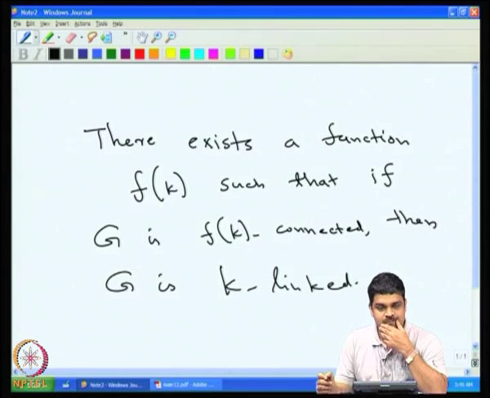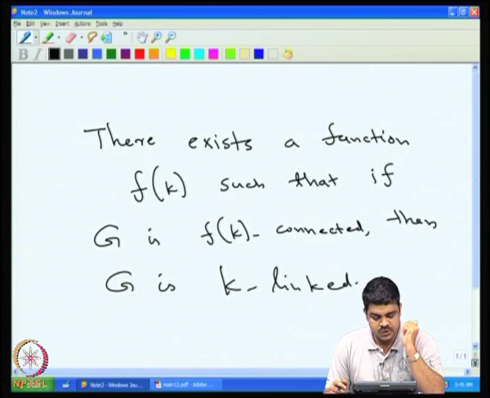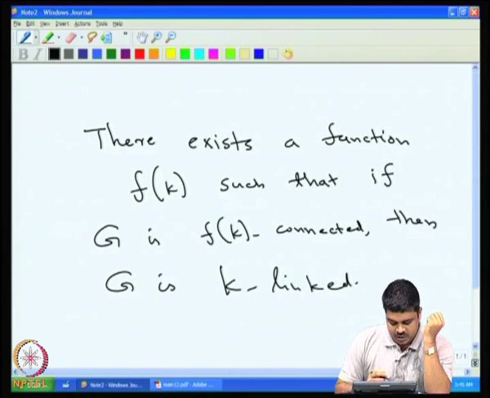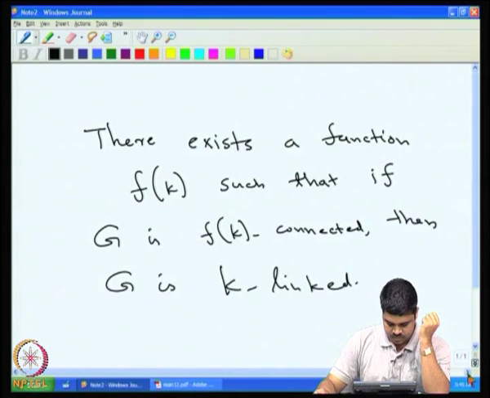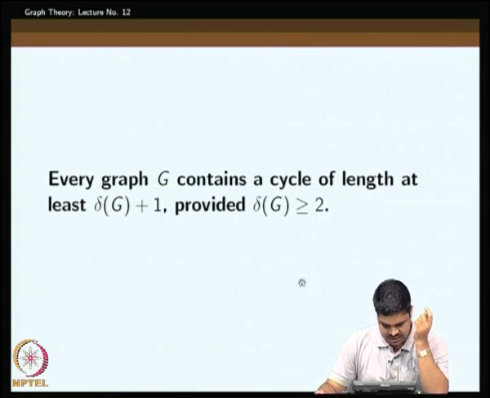How large this function should be is the main question. We will later show that f of k equals 2k. You can bring it down to 2k, but we won't prove that because the proof is more complicated. We will just show that some big function of k would be enough, something exponential in k, but it will give you a feel of what kind of proof it is. We need some preparation even for this.